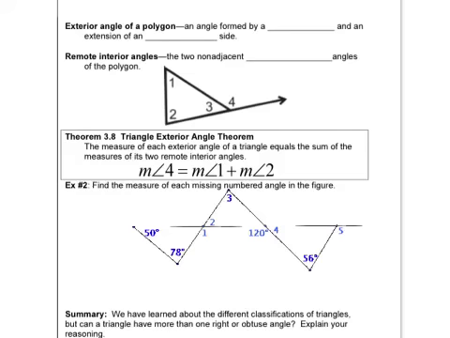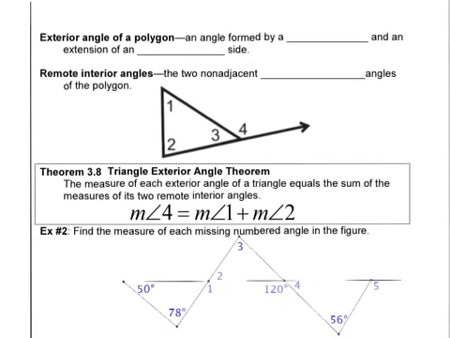Okay, here's the second half of 4.2 notes. We're talking about exterior angles, okay? So, the exterior angle of a polygon is an angle formed by a side and an extension of an adjacent side. Okay, so we have a drawing here.